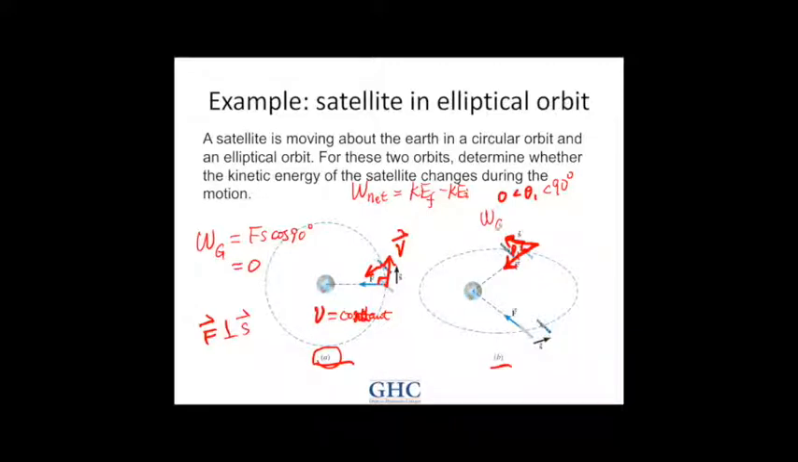So the work done by gravity is positive. We can say it's positive because it is force times displacement times cosine theta 1, and the cosine of theta 1 is positive. If the work done by gravity is positive, then from the work energy theorem, the kinetic energy of the satellite at this location would increase.